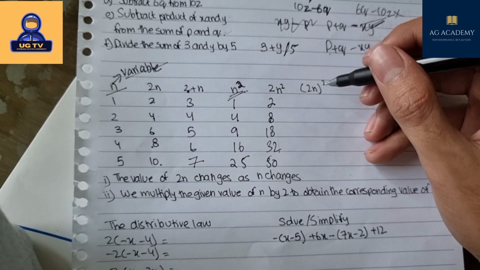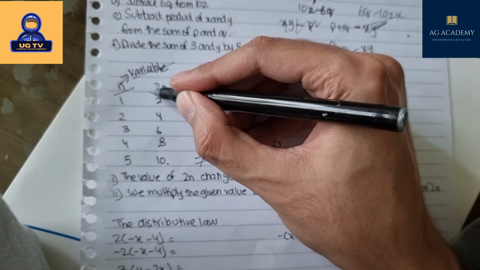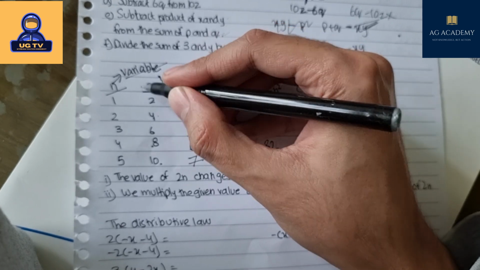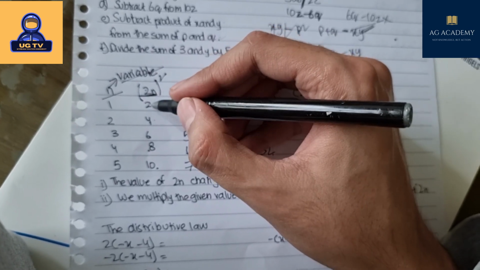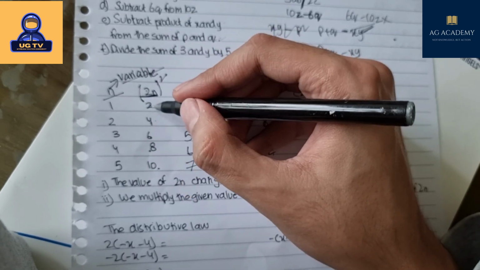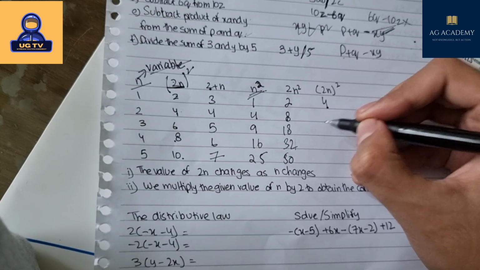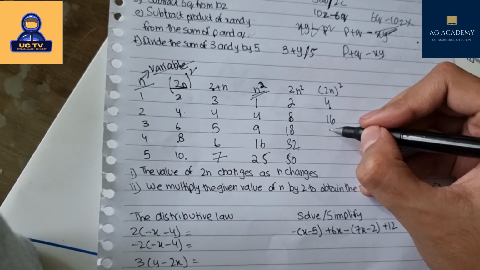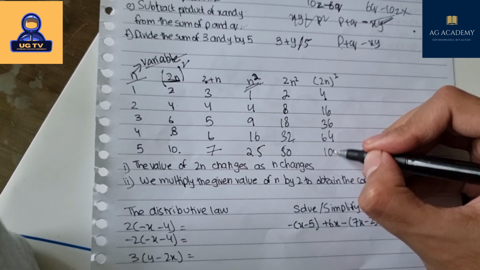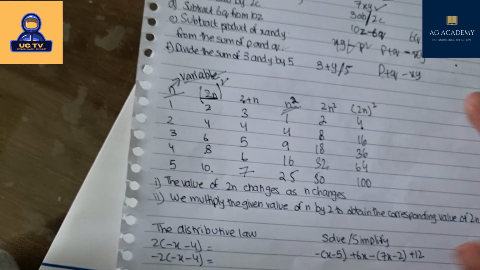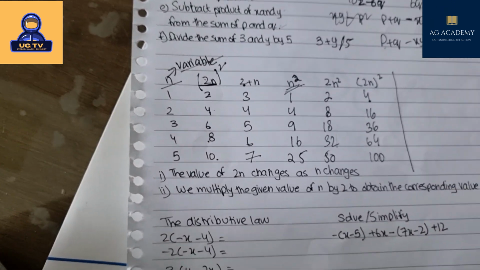So the values we are going to use here are the values of 2n right here. With brackets around 2n, the values of 2n are these, and you just need to square them. So 2 into 2 is 4, 4 into 4 is 16, 6 into 6 is 36, 8 into 8 is 64, 10 into 10 is 100. This takes care of the kind of table question that might appear in your examination.